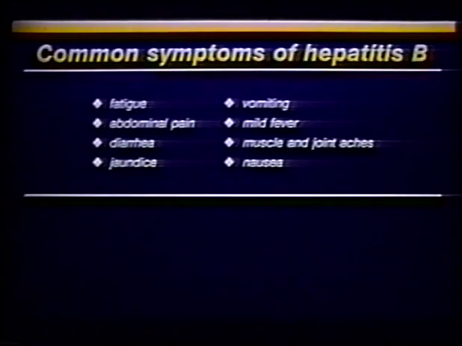If a person does develop symptoms, they might be things, again, that could be seen with other diseases as well. But they would include fatigue, abdominal pain, diarrhea, jaundice, that's a yellowing of the skin, sometimes seen in the nail beds or the whites of the eyes, vomiting, mild fever, muscle and joint aches, nausea. Often with the diarrhea and jaundice too, you'll see a lightening of the stool and a darkening of the urine. Those are key signs that someone may have a problem with their liver, like hepatitis B.